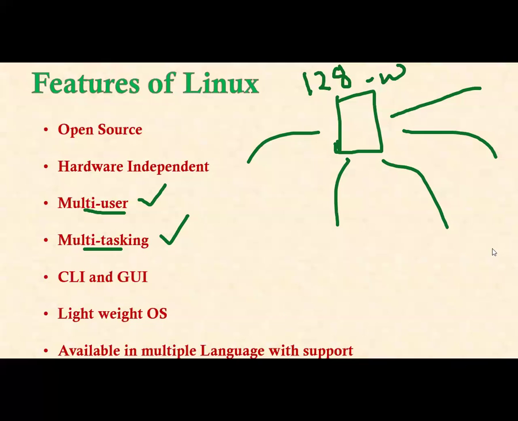But coming to the Linux operating system, the same multitasking we can do by, let's say, taking only 16 GB RAM. See how much difference there is now? For Windows, you need 128 GB RAM, and for Linux, you need only 16 GB RAM. Multitasking is possible in both cases, but where is it much better? It is much better in Linux.